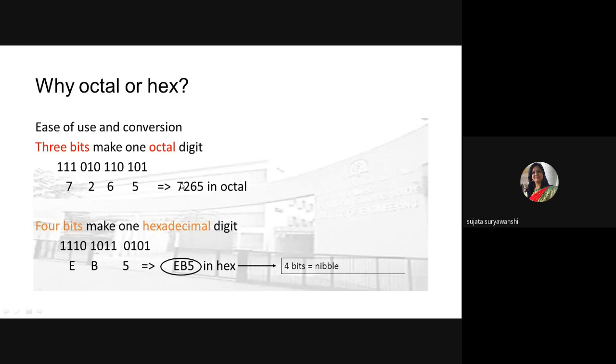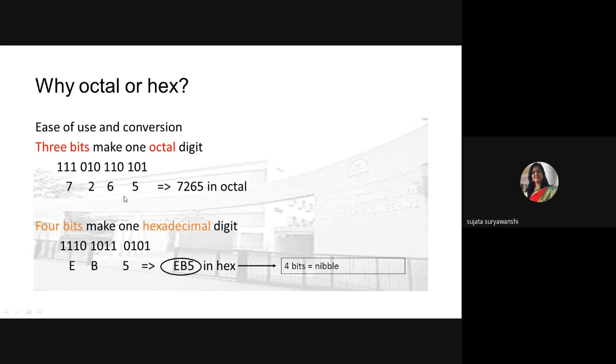So it is very easy to convert any octal number into the equivalent binary number. You simply have to write down the 3-bit binary of each octal digit. Understood? Yes, all of you getting this?